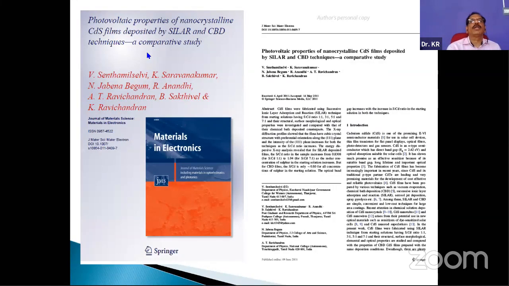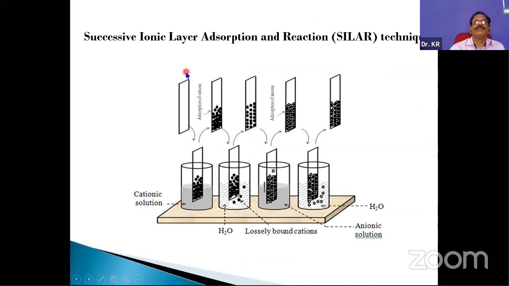This is one of the papers published in reputed journals using this technique: Photovoltaic properties of nanocrystalline CdS films deposited using CBD technique. This is another variant of chemical bath deposition technique. This technique consists of four beakers. First one contains the cationic solution. For example, to deposit cadmium sulfide thin films, we have to place cadmium chloride or cadmium acetate solution in the first beaker. The second beaker is filled with deionized water, distilled water.